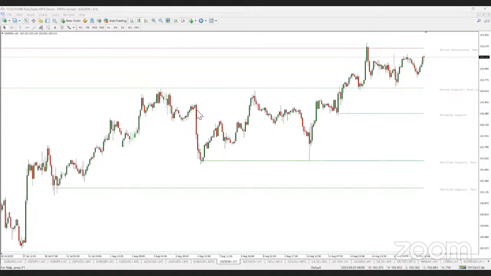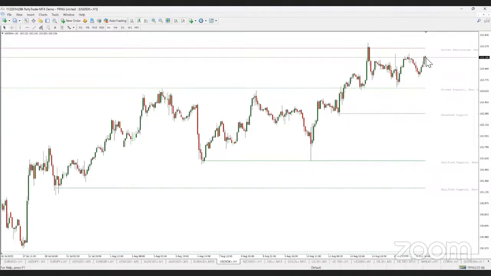So I was talking about this particular instrument. Now, if you check very well, it is currently on a verified resistance. This is on the 1 hour time frame, so we're going to be looking at it on the 1 hour time frame first.